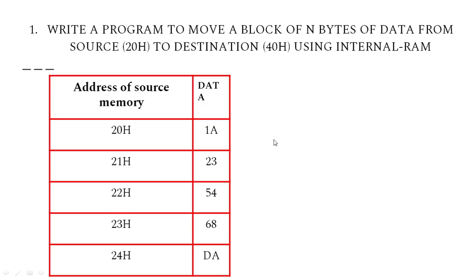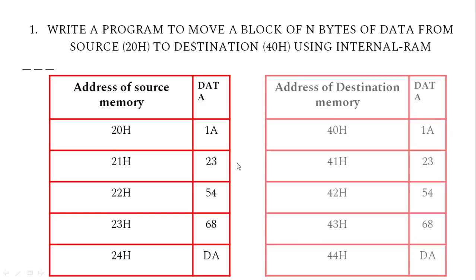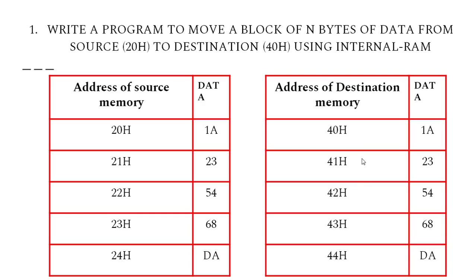1A should be moved to 40H. 23 should be moved to 41H. 54 should be moved to 42H, like that. So this is what we need now. 40H, so 40 to 44, these are the destination. I need to move this data here. This is what we require. So first you need to understand what we need to do. Let's see how to achieve it. After that we can go for writing a program.